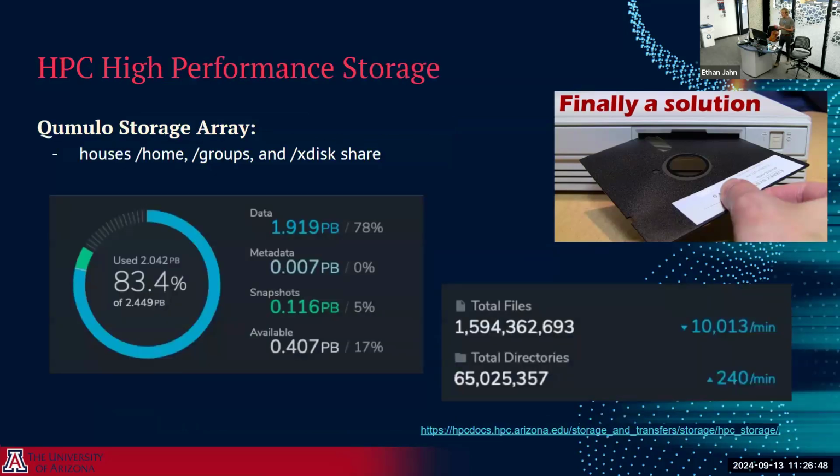So the main HPC high performance storage is something called a Qumulo storage array. This houses each of the shares: home, groups, and X disk. And this is the one big storage array that houses all of it. And you can see here the storage usage that we have as of relatively recently. The total capacity is about 2.5 petabytes, and we usually hover at around 80% capacity.